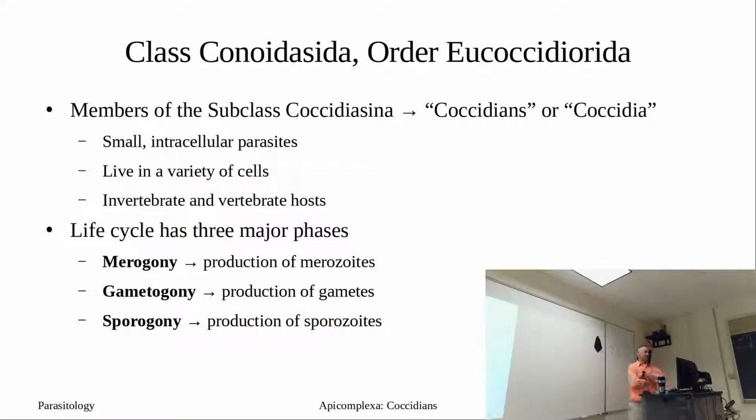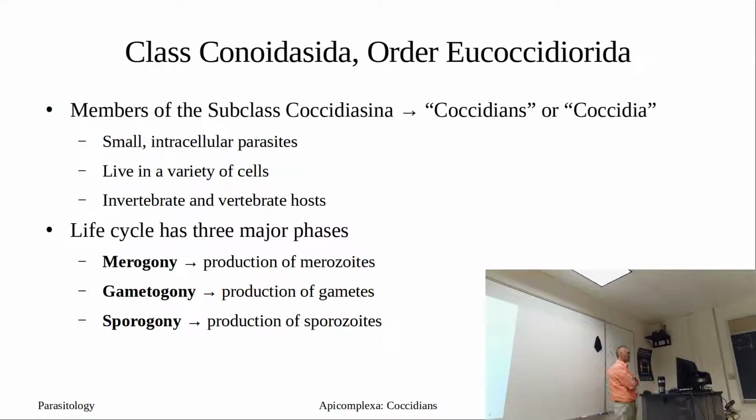Read about it today. All right, so these are small intracellular parasites. They're going to live in a variety of cells, and they're going to infect invertebrate and vertebrate hosts. Let's be clear, though, that individual species isn't going to infect invertebrate and vertebrate hosts. It's that there are different species, and the range of species that we have include parasites of invertebrates and parasites of vertebrates. All right.